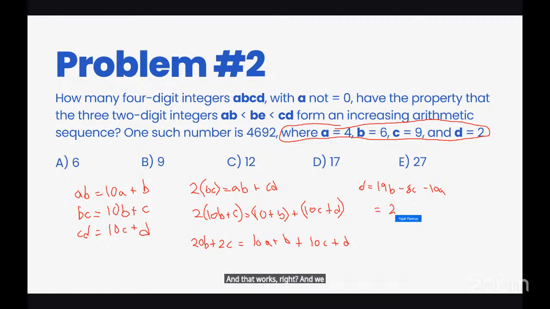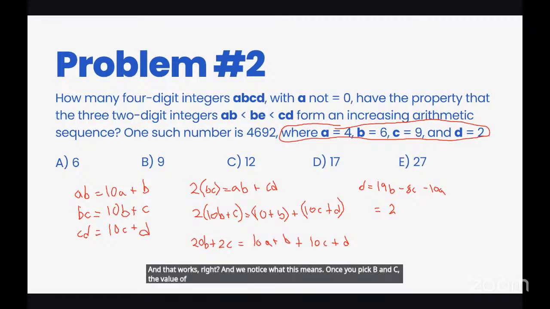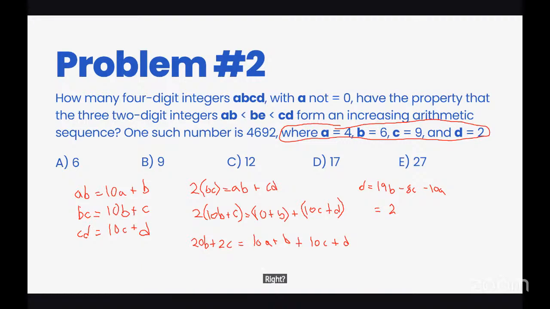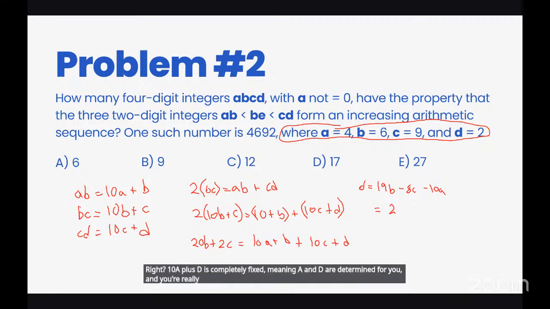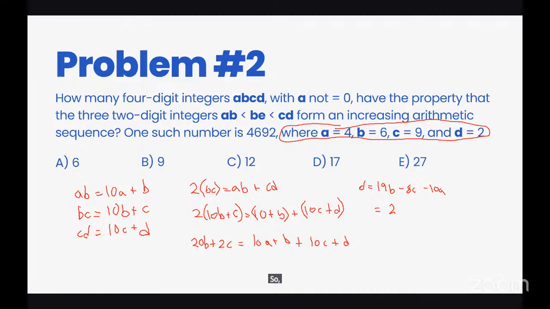And we notice what this means. Once you pick B and C, the value of 10A plus D is completely fixed, meaning A and D are determined for you. And you're really just counting valid pairs of B and C. So next, we had to figure out when the pair BC is valid.